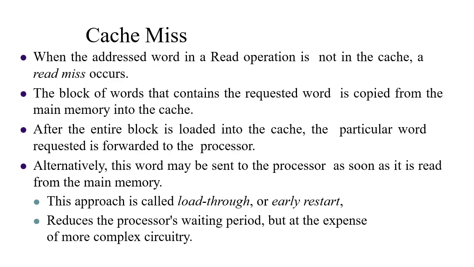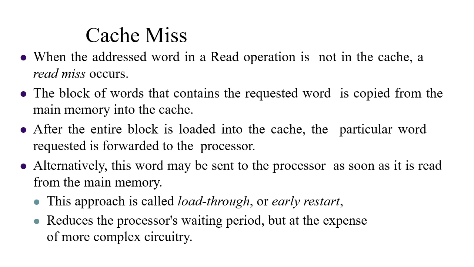So when a read or write operation takes place, in one instance, whatever data the processor wants to read or write from a particular memory location, that memory location will be present in the cache. In the other instance, that particular address may not be present in the cache. Such instances are called a cache miss. One is cache hit, one is cache miss.